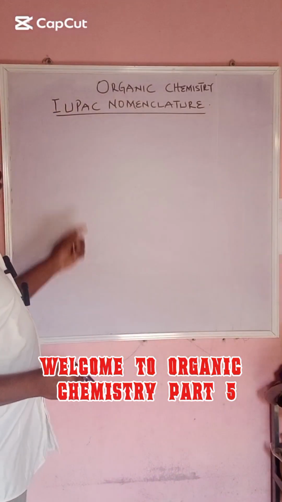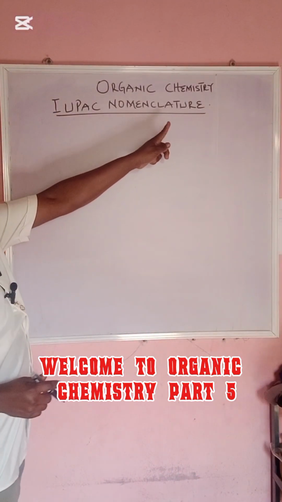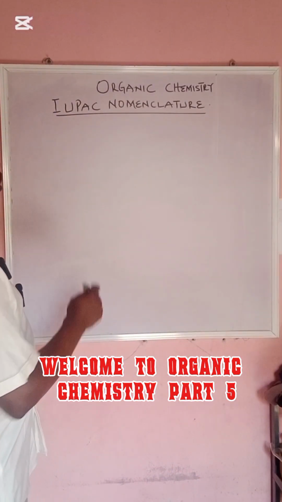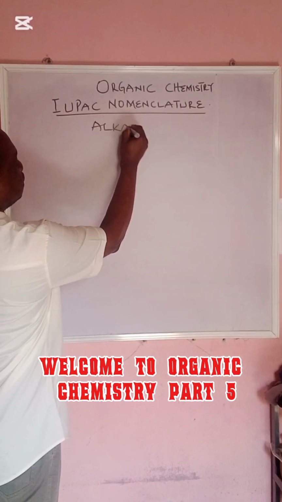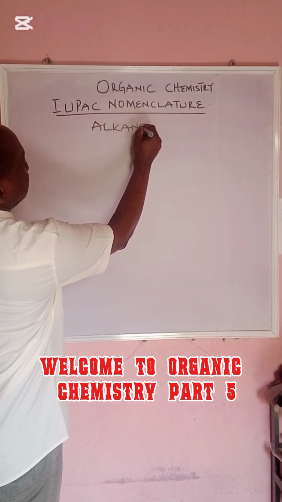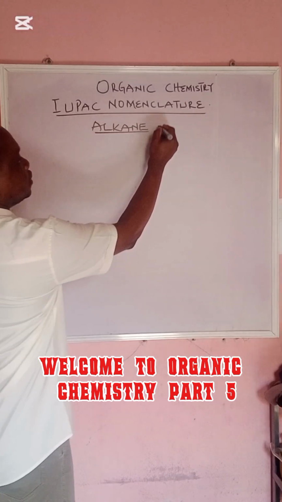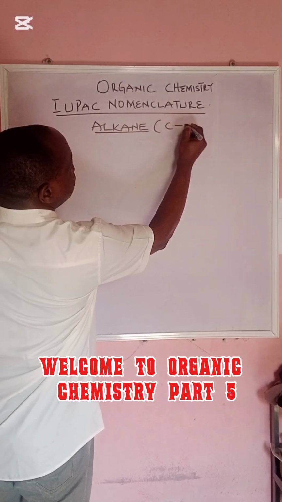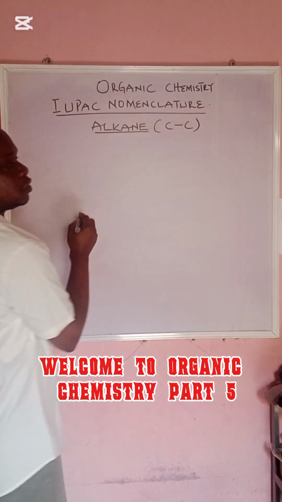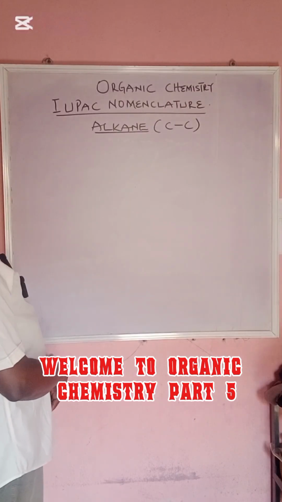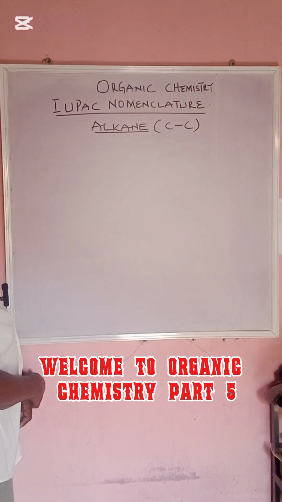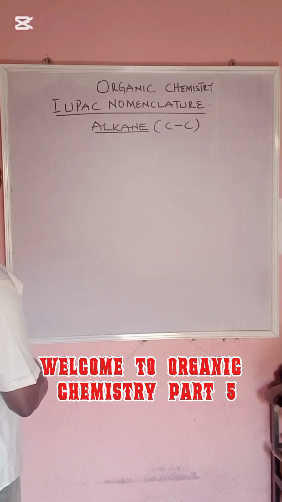We stop at IUPAC nomenclature of organic compounds. We have started with alkane. We stop at alkane. Alkane, that is a functional group, C single bond C. We said the general formula of alkane is CnH2n+2. We have done that. So we are through with straight chain alkane.